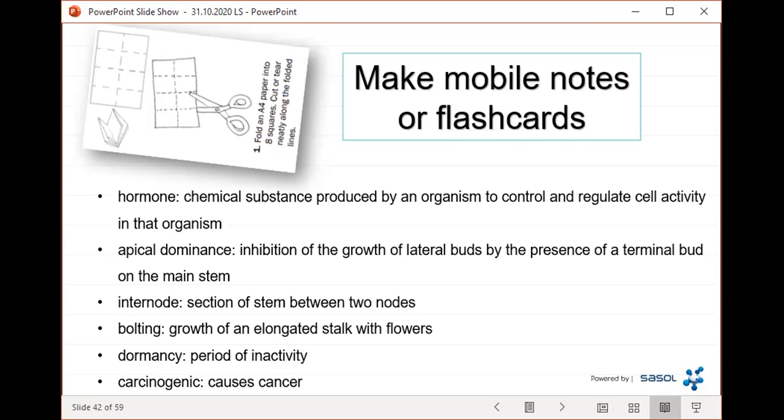Right, so the first term that we used during this topic was hormone. It is a chemical substance which is produced by an organism to control and regulate cell activity in that organism. We also looked at apical dominance, which is the inhibition of the growth of lateral buds by the presence of a terminal bud on the main stem. Internode is a section of stem between two nodes. Bolting is the growth of an elongated stalk with flowers. Dormancy is the period of inactivity. Carcinogenic means causes cancer.